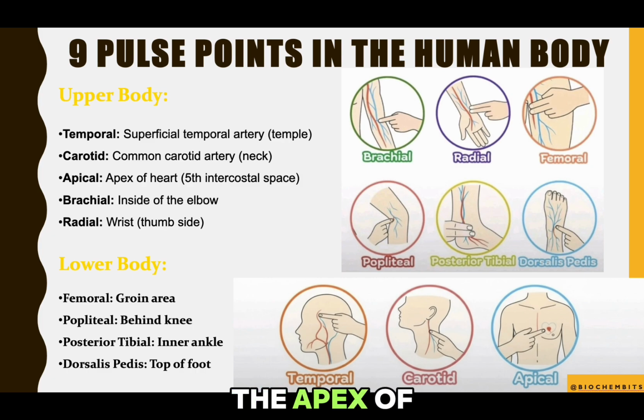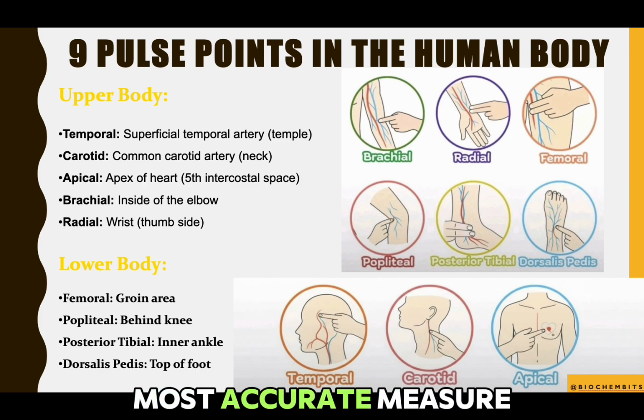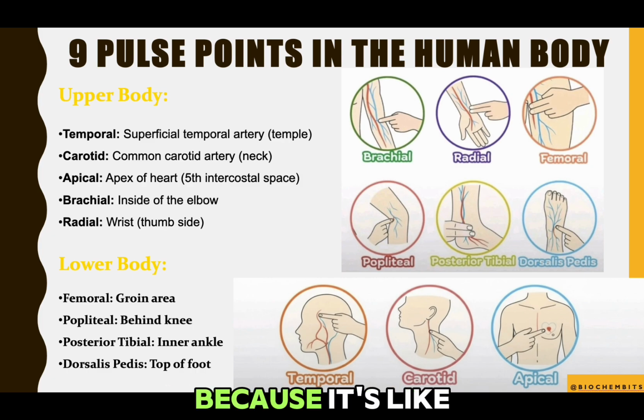The apical pulse is also very unique in the sense that it's close to where the heartbeat itself is coming from. The apex of the heart is the most accurate measure of the heart rate, especially in children, because this is closer to the heart where the pumping is really coming from.